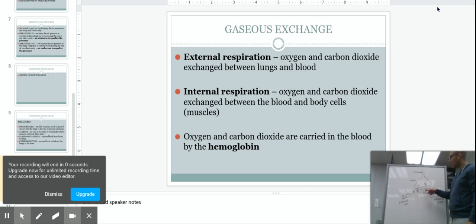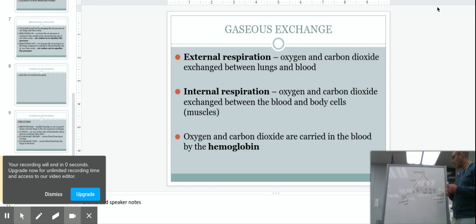On the flip side, we're taking this oxygen to a muscle, right? Because that's what we need. We need oxygen to go into the muscles, into the mitochondria, where it produces energy. Now, when this blood vessel gets to the muscle, again, we have to send oxygen in and carbon dioxide out. So that's called internal respiration. That's the second site of gaseous exchange.